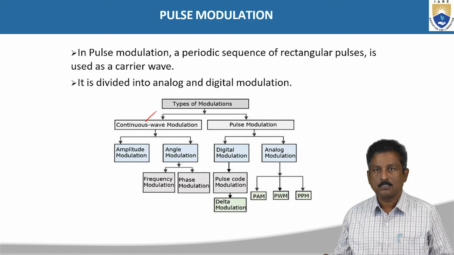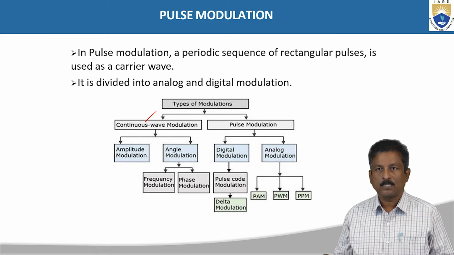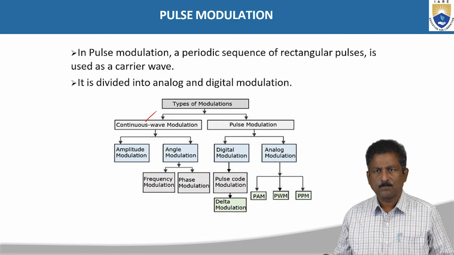That is amplitude modulation, and another one is angle modulation. Under angle modulation, there are two types: frequency modulation and phase modulation. These are all continuous wave modulation techniques, because the carrier signal used is a continuous sinusoidal wave. So it may be amplitude modulation, frequency modulation, or phase modulation.